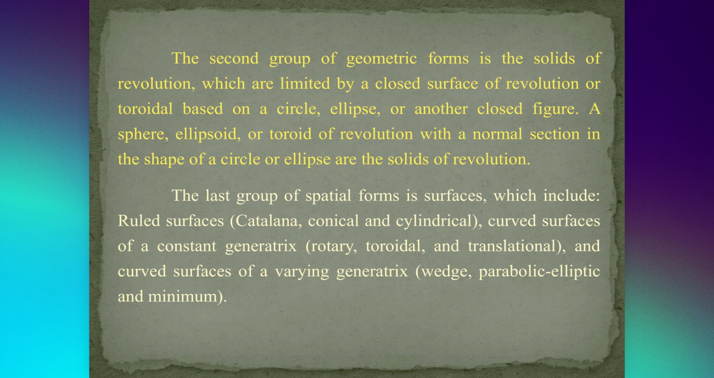A sphere, ellipsoid, or toroid of revolution with a normal section in the shape of a circle or ellipse are the solids of revolution. The last group of spatial forms is surfaces, which include ruled surfaces, Catalan, conical and cylindrical, curved surfaces of a constant generatrix, rotary, toroidal, and translational, and curved surfaces of a varying generatrix, wedge, parabolic, elliptic, and minimal.